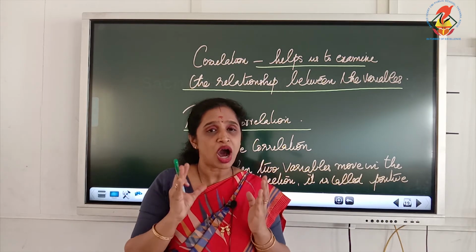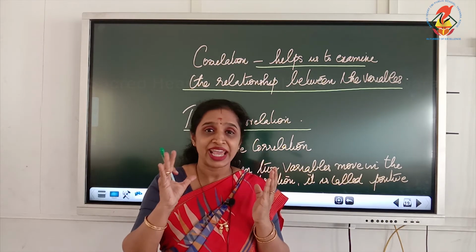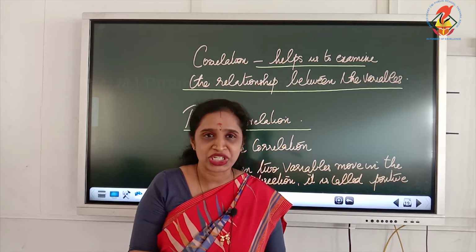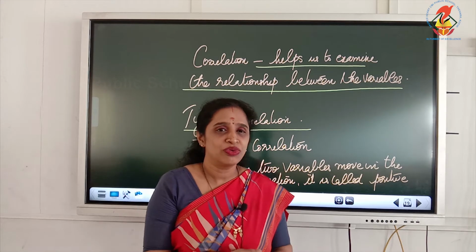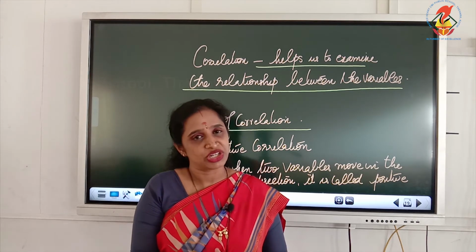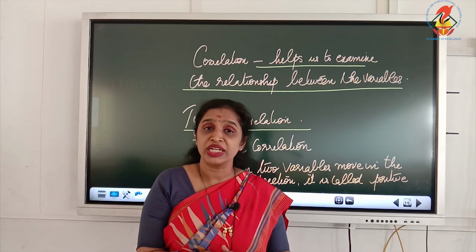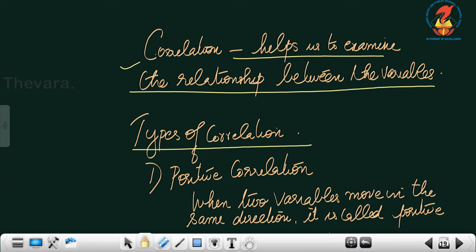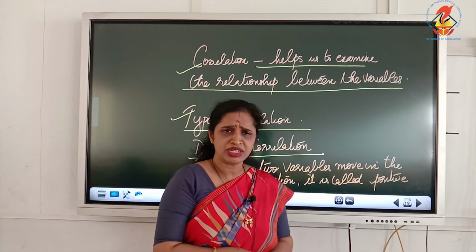To know how far these variables are related to each other, what their degree of relationship is, we use the measure correlation. Before using the measure correlation, we have to learn about the different types of correlation. The first topic, correlation, is over, and we are moving on to the types of correlation. First type is positive correlation. What do I mean by positive correlation? From the word itself it is clear, isn't it?